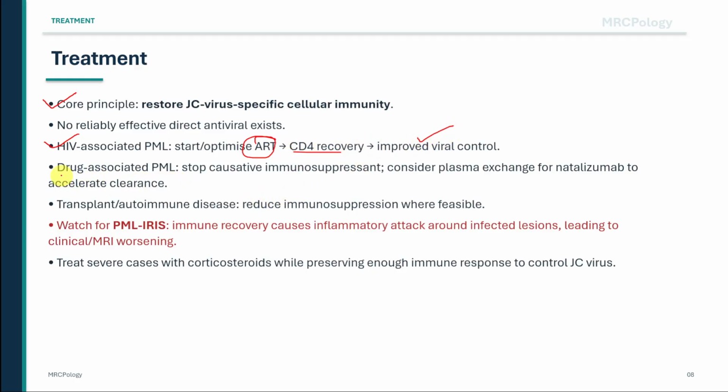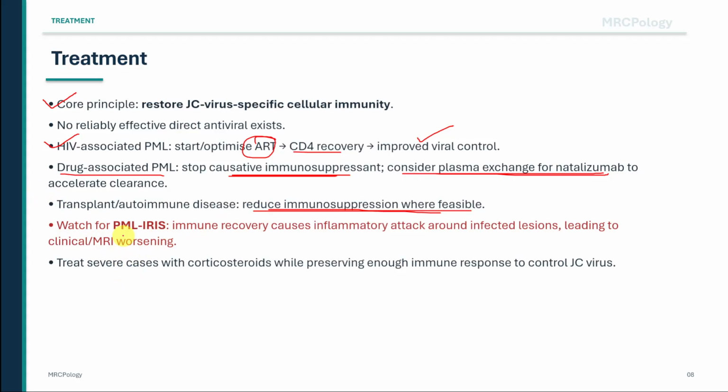In drug-associated PML, stop the causative immunosuppressant. With natalizumab-associated PML, plasma exchange may be considered to accelerate drug clearance. In transplant or autoimmune disease, reduce immunosuppression where feasible, while balancing the risk of graft rejection or autoimmune flare.